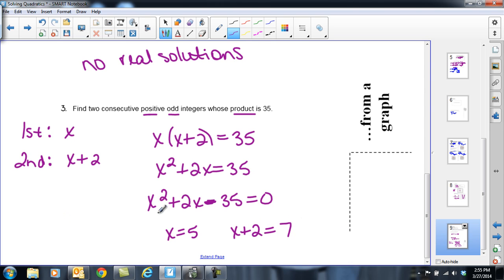So my two consecutive odd integers whose product is 35 are 5 and 7. And if you do the math, 5 times 7 is 35. Yes, it works. So that is your answer. That's how you do it. Follow the steps on your paper for how to do it in your calculator. That'll make this really simple for you.